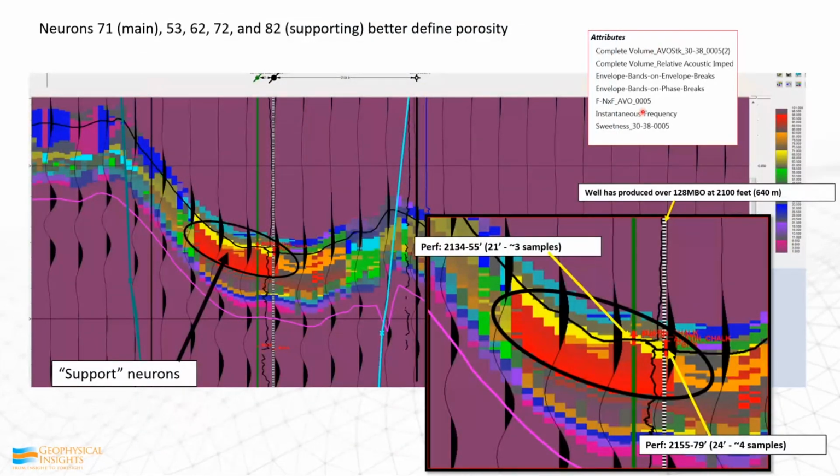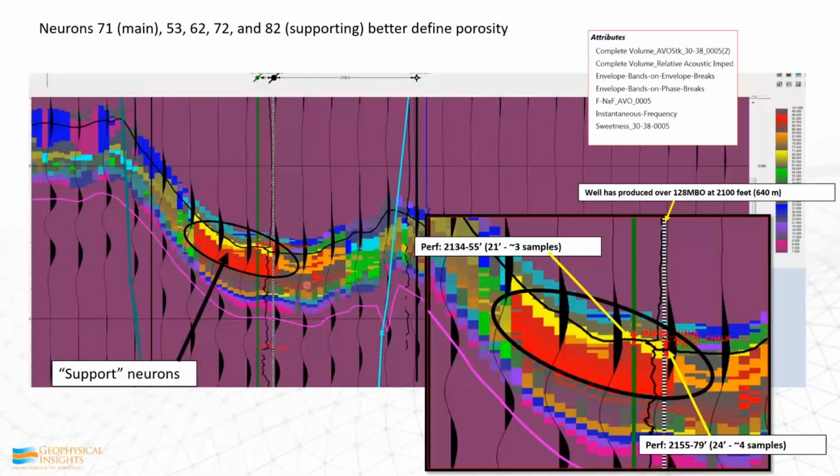And this is my recipe. I used the far angle stacks, and again, I'm down to a 1/2 millisecond sample rate here. So this well and this yellow neuron right here ties perfectly to the production in all 3 of the key wells. This arbitrary line happens to go through 2 of the key 3 wells. And you notice that I only have 24 feet of perfs here. So that's only about 4 samples. And this one had 21 feet of perfs, which is only about 3 samples. So 1.5 milliseconds or 2 milliseconds for seeing the porosity in these wells.